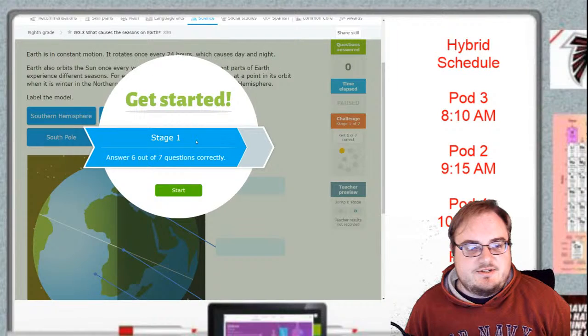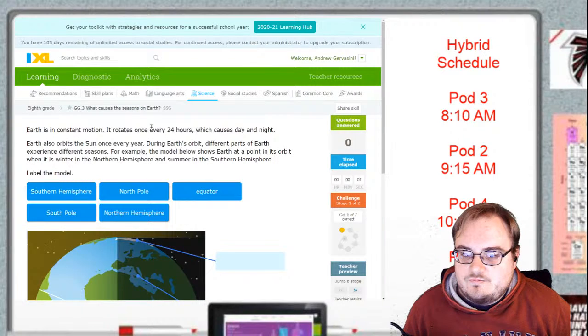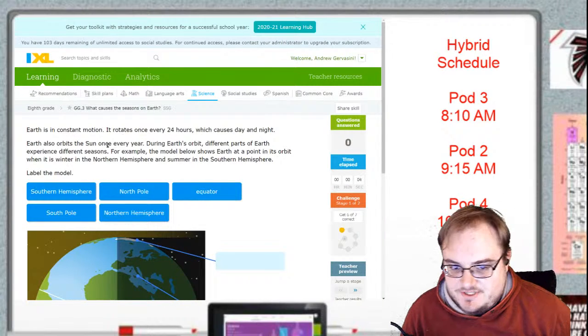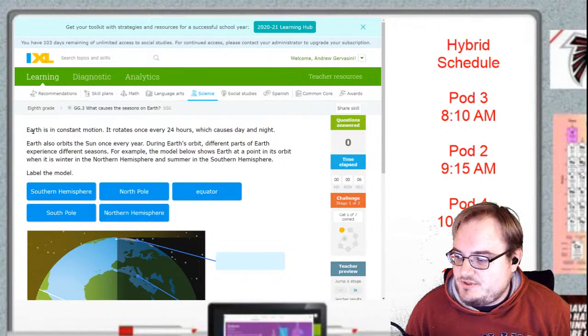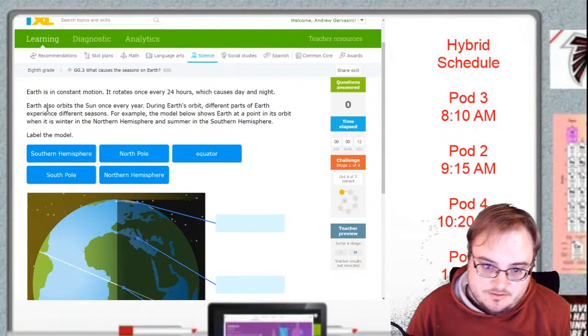So, good old IXL. Last week I assigned reasons for the seasons. I'm going to go through these two sections and see where we might have made some mistakes, because this would have helped you as a review for the last week.